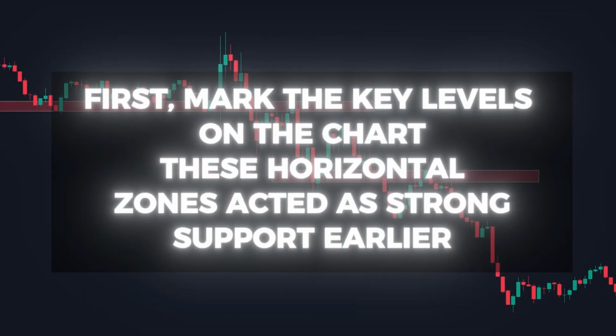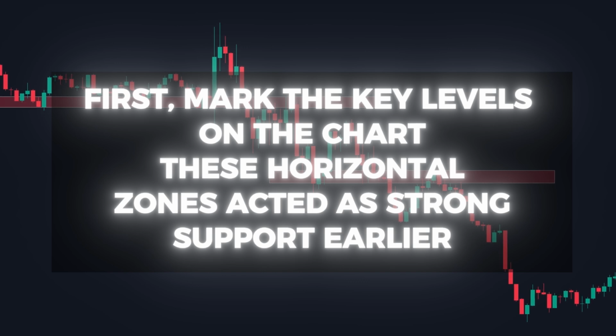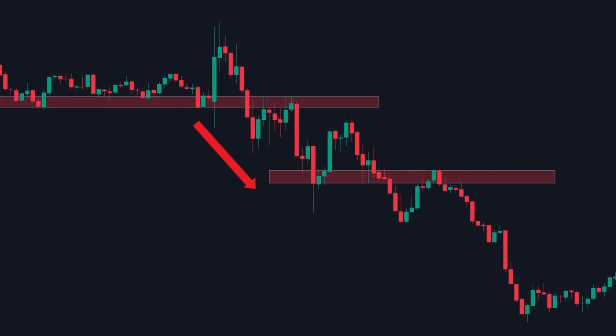First, mark the key levels on the chart. These horizontal zones acted as strong support earlier. Once price broke below, they turned into resistance zones. Notice the first key level here and the second level further down. After the initial breakdown, price pulls back up into the zone.